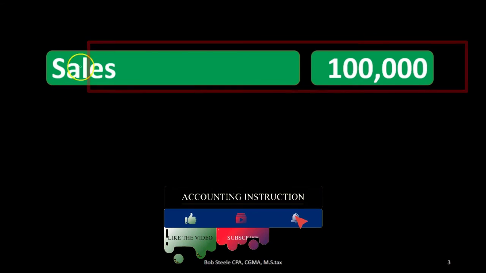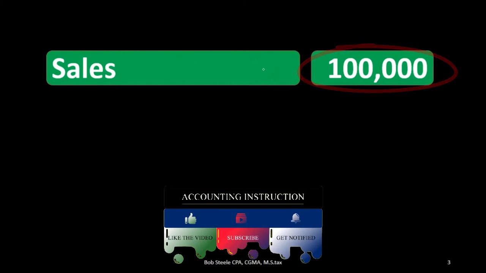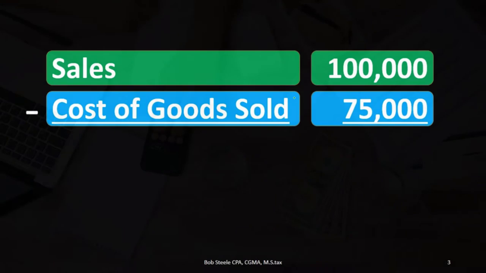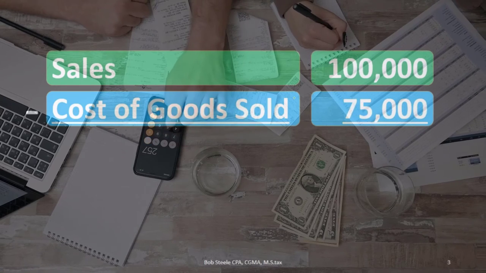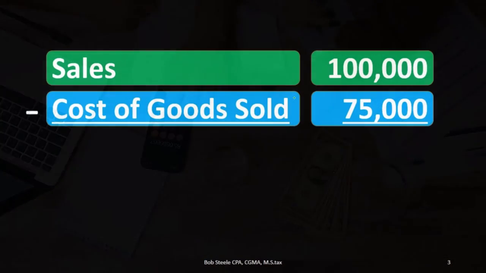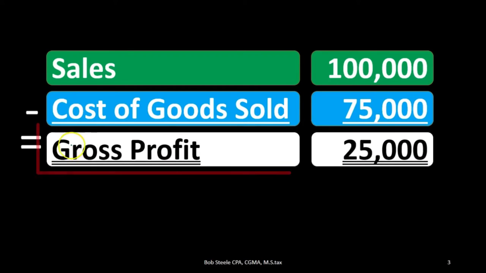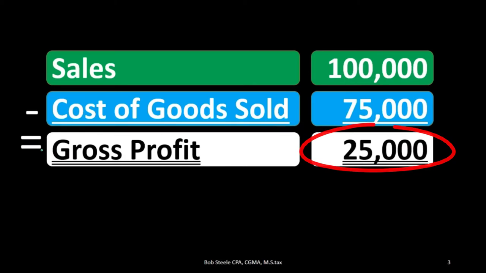So in essence, we're talking about net sales, and in this case, we're saying that's $100,000. We're going to subtract out the cost of goods that we sold, the cost of the inventory, the expense without the term expense in it, the most important expense that we have being, in this case, $75,000. That would give us a gross profit, can also be called gross margin, of $25,000.